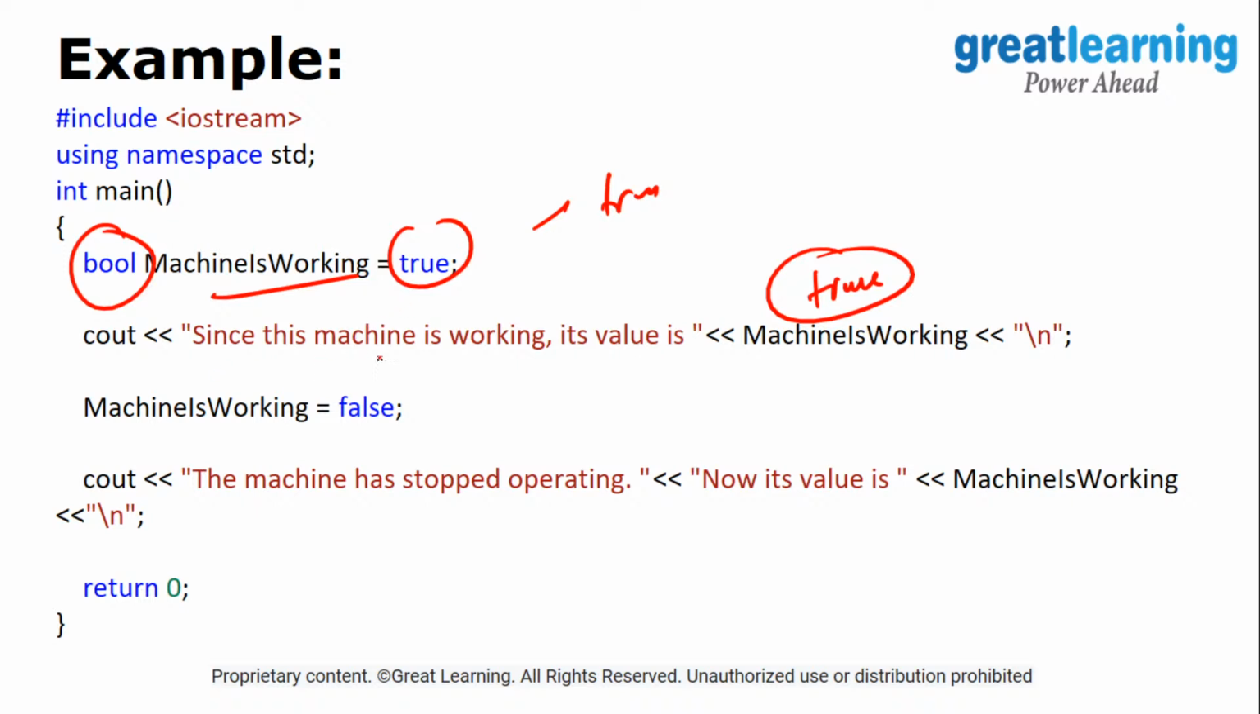But what if after some time the machine breaks down? At that time you just update it and make it false, because the machine has stopped working. Now its value is false, right? So this is what a Boolean does. It is used to check whether your value is true or false. It has several other test cases as well, such as whether a is greater than b, then it is true, whether b is greater than c. All those things can be done with the help of this Boolean data type.